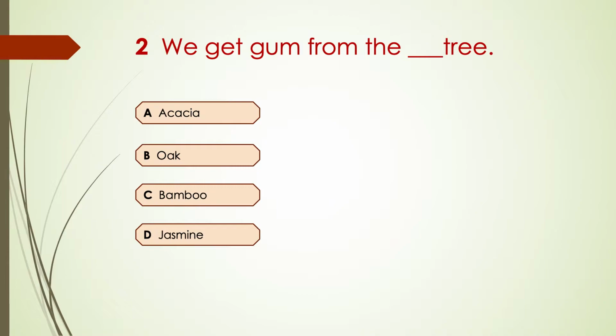We get gum from the dash tree. Option A, acacia. Option B, oak. Option C, bamboo. Option D, jasmine. The answer is option A, acacia. Gum is made from the juice of the acacia tree.